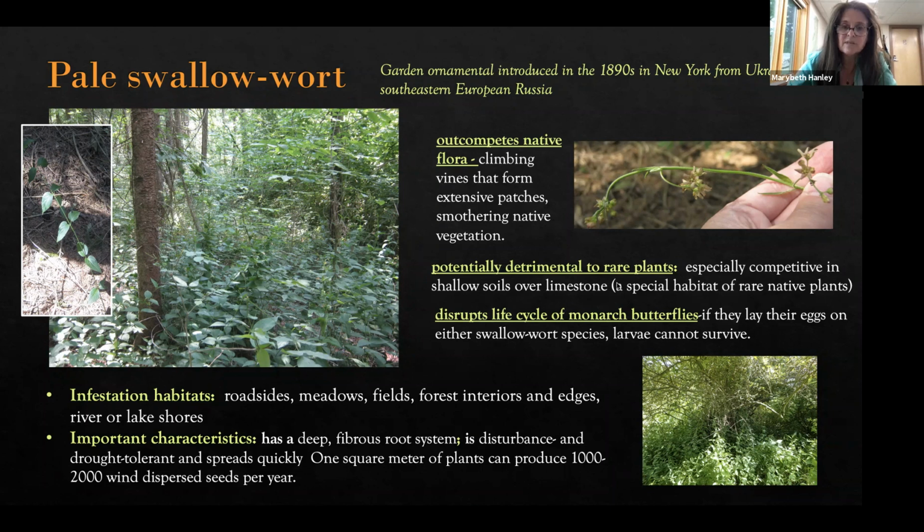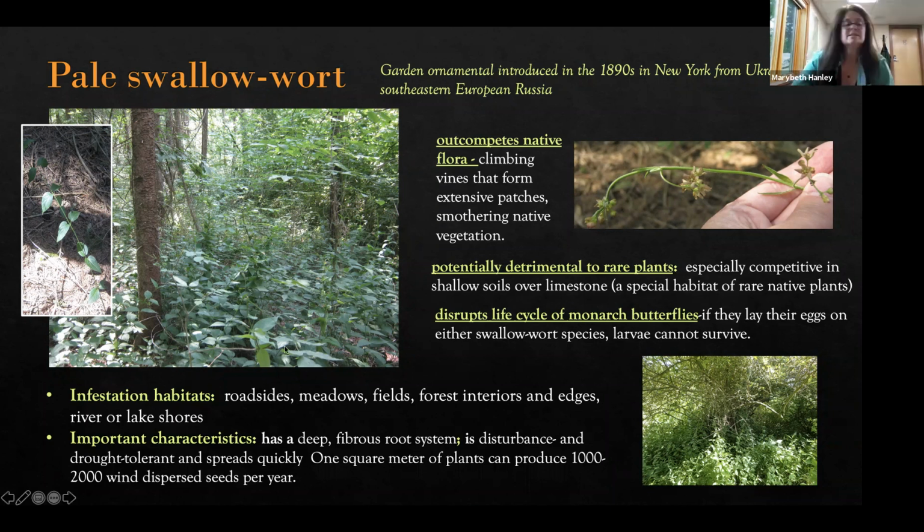A couple of other interesting things about it. It has an aspect similar to garlic mustard, in that it can disrupt the life cycle of monarch butterflies. Apparently, if they deposit their larvae on a swallowwort, either one of the species, the caterpillars would die. So the animal can't complete its life cycle.